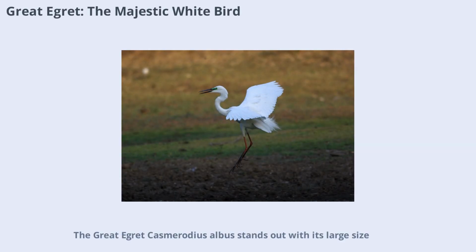Great egret, Casmerodius albus, stands out with its large size, slim white body, black legs, and heavy yellow beak. During breeding, its bill turns black and legs become reddish, with beautiful plumes appearing on its back. Great egrets are found in wetlands, lakes, and rivers, feeding on fish, frogs, small mammals, and occasionally insects. They are widespread residents, adding elegance to India's water landscapes.